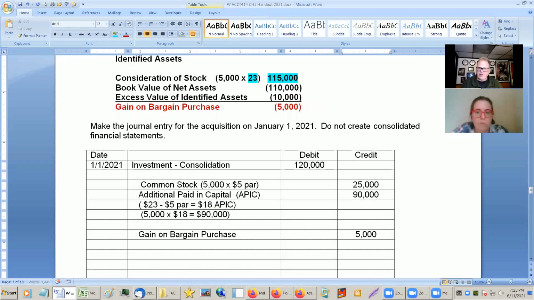And it is a very strange thing to recognize a gain when you purchase it. But again, they're doing it so that the assets are on the books at the fair value for what they really are.